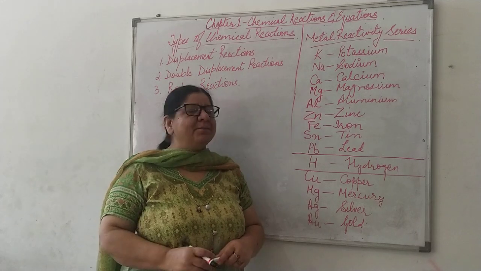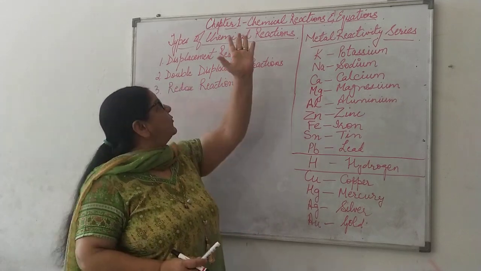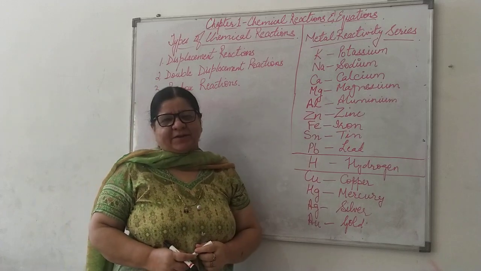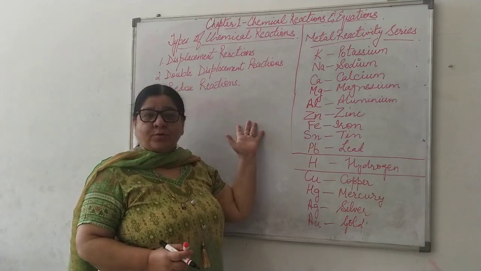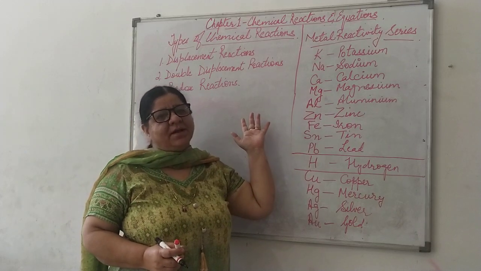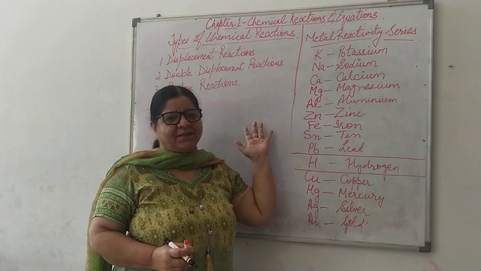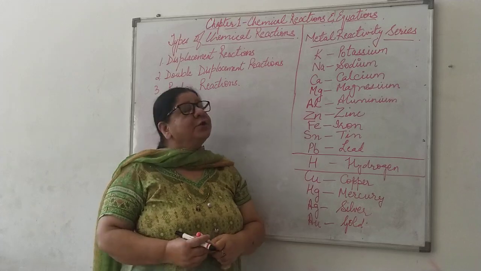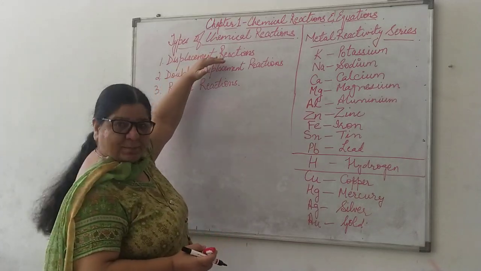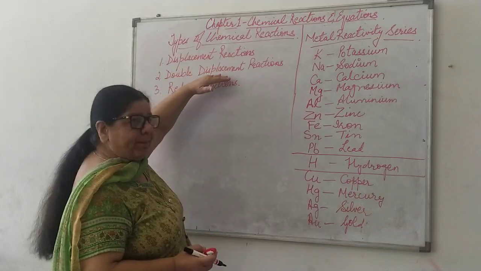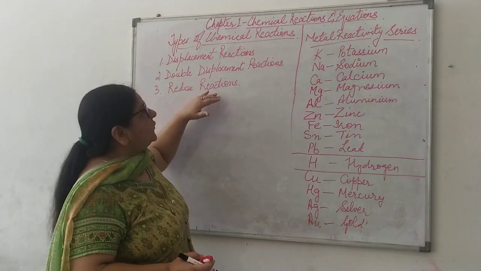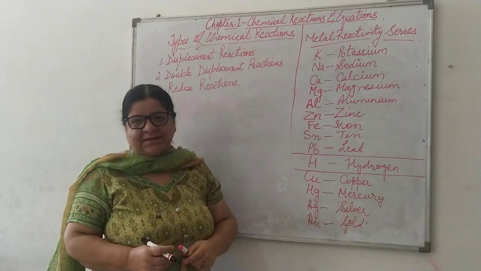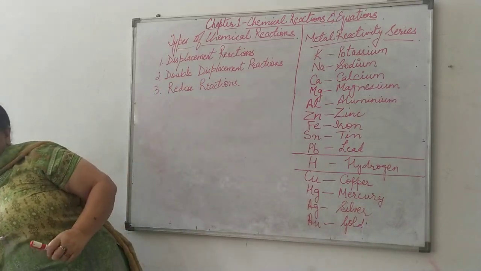Everyone, good morning. Ma'am Priya Jolly here again, back with the first chapter, Chemical Reactions and Equations. In the previous video I told you about the two types of chemical reaction, that is combination reaction and the decomposition reaction. Today we are going to do the displacement reaction, double displacement reactions and redox reactions. So we'll start with the first one, that is displacement reactions.